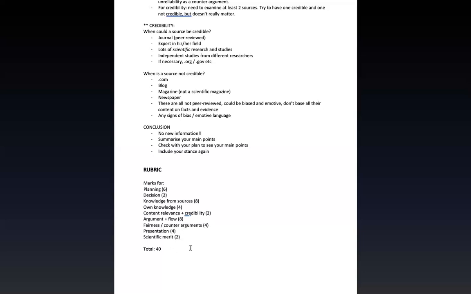And then the last 2 marks are for scientific merit. This is a slightly more opinion-based mark. So your marker decides, does this essay show scientific merit? Basically, does it show proper academic writing, academic reasoning, logic, good insight, good analysis of the sources? This is where you'll get the 2 marks for that. So if you've written a good logical essay, it flows well, uses correct language, it's quite succinct, you're not waffling on, you're going to get those 2 marks. And as I said, total out of 40.